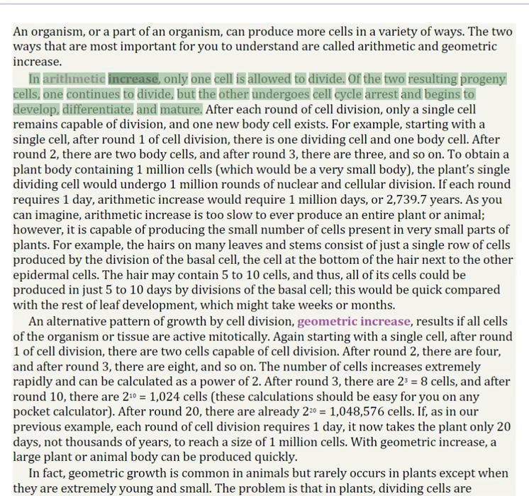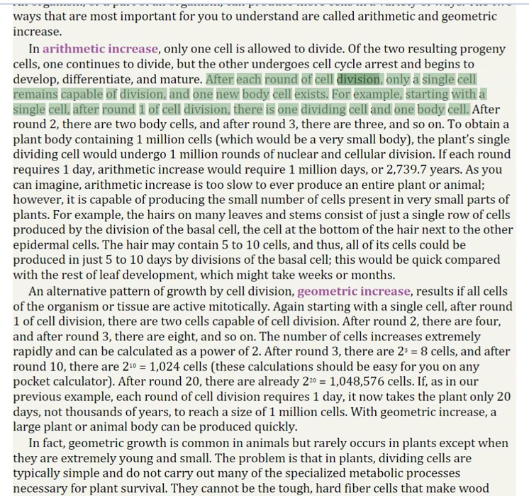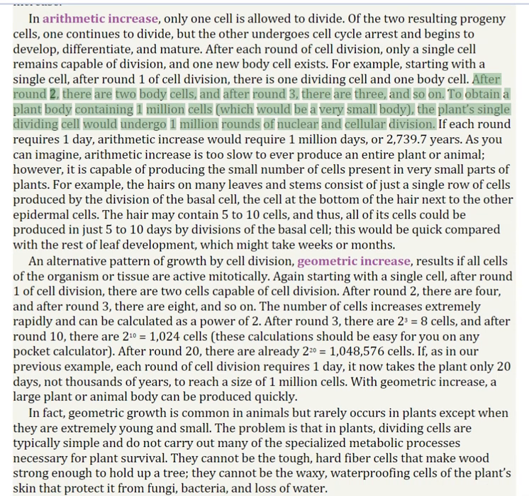In arithmetic increase, only one cell is allowed to divide. Of the two resulting progeny cells, one continues to divide, but the other undergoes cell cycle arrest and begins to develop, differentiate, and mature. After each round of cell division, only a single cell remains capable of division, and one new body cell exists. For example, starting with a single cell, after round 1 of cell division, there is one dividing cell and one body cell. After round 2, there are 2 body cells, and after round 3, there are 3, and so on.